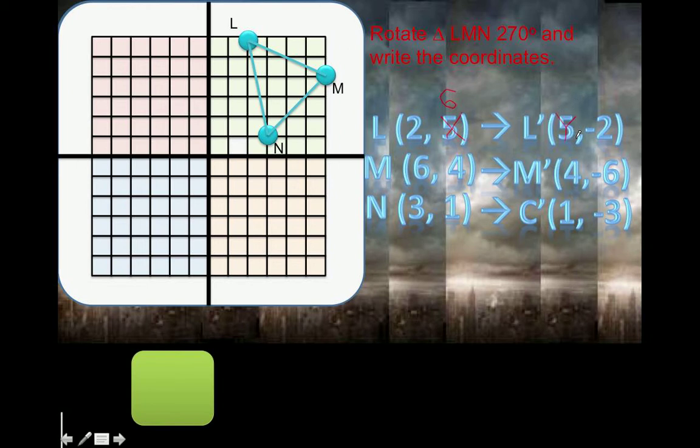And this should be a 6 also here. Okay. So we'll go ahead and graph those. We have L, which is at positive 6, negative 2. M, which is at positive 4, negative 6. And N, which is at positive 1, negative 3. Should be an N also.